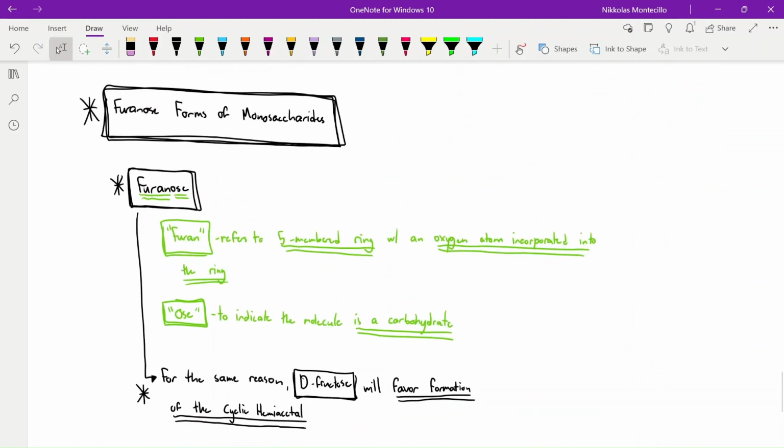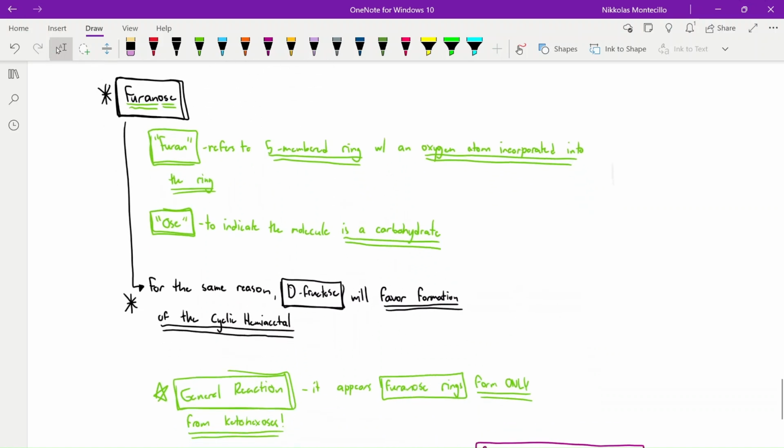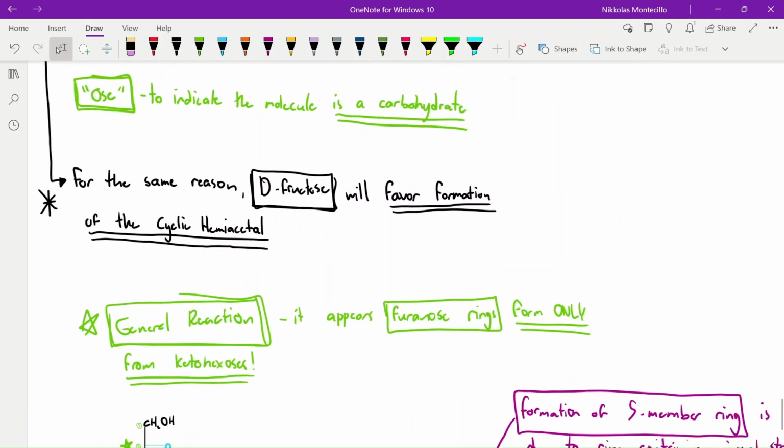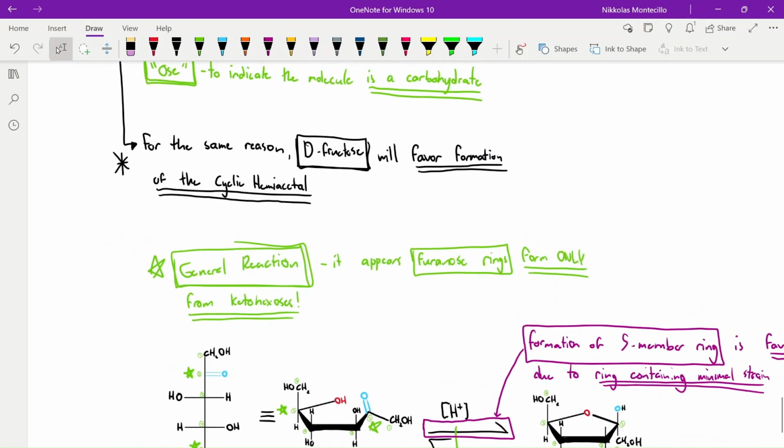Now, aside from pyranose forms of monosaccharides, there's also furanose forms of monosaccharides. And furanose just refers to a five-membered ring with an oxygen atom incorporated into the ring. And ose just indicates that the molecule is a carbohydrate. So for the same reason, D-fructose will favor formation of the cyclic hemiacetal. By same reason, I mean that because there's a carbonyl group and an alcohol in the same molecule, there's a favoring of the formation of the cyclic hemiacetal.